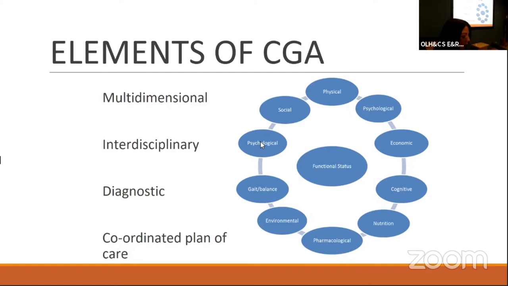It allows the healthcare professional to determine if the goals set are realistic and achievable, and planned follow-up allows the team to assess the impact of interventions and make any necessary changes to the plan of care.